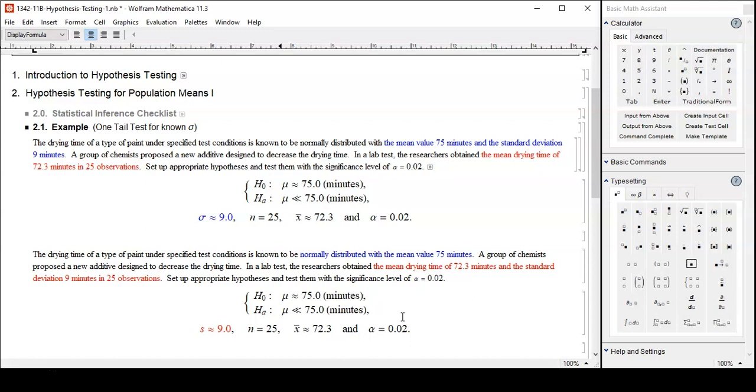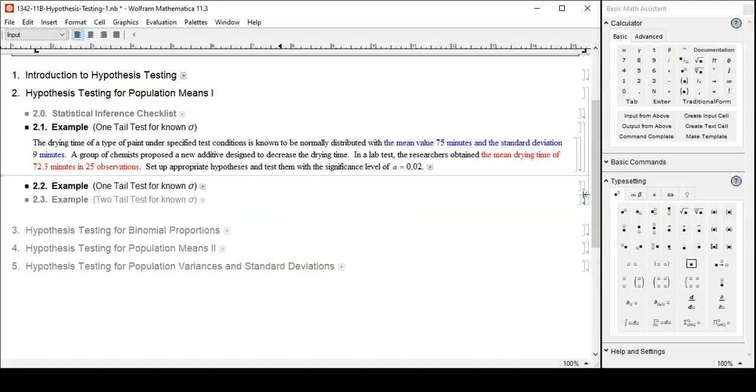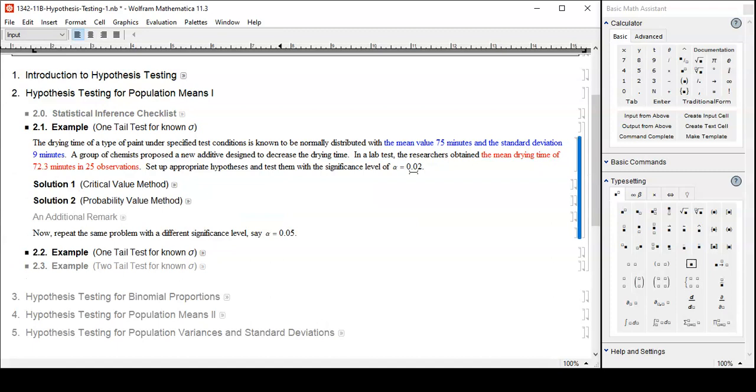For this one, you have to use t distribution. For that one, you have to use the z distribution. Here, we are using the z distribution. Okay, let's resume. And we talked about, let's see, we have two methods here, critical value method and probability value method.